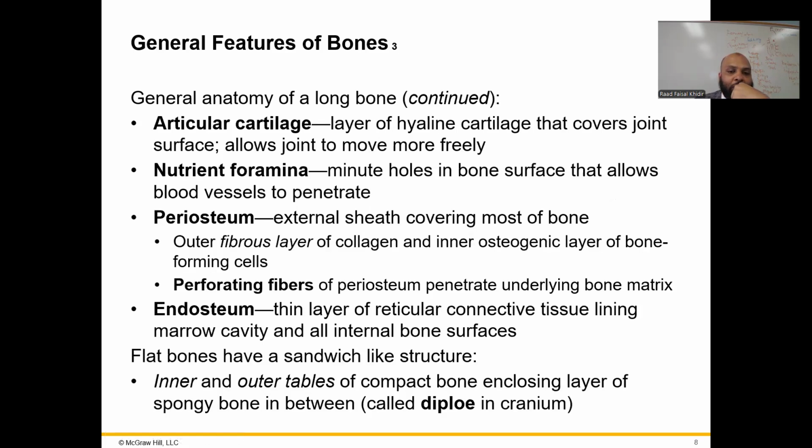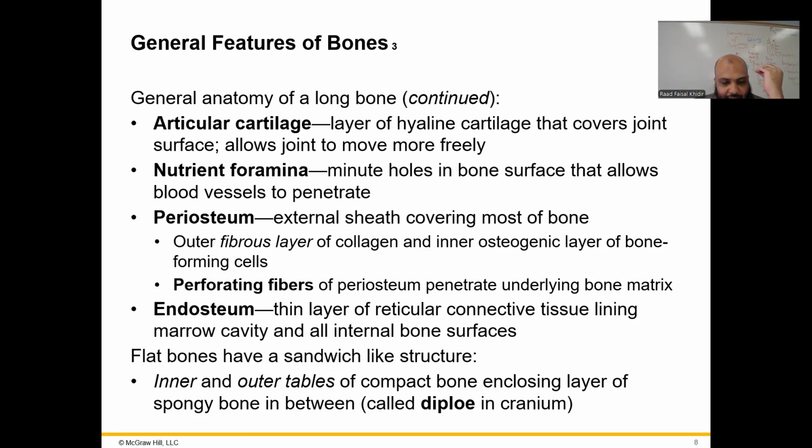The general anatomy of a long bone includes the articular cartilage, which is a layer of hyaline cartilage that covers the joint surface and allows the joint to move more freely. There are nutrient foramina, minute holes in the bone surface that allow the blood vessels to penetrate. We also have the periosteum, the external sheath covering most of the bone. It has an outer fibrous layer of collagen and an inner osteogenic layer of bone-forming cells. There are perforating fibers of the periosteum that penetrate the underlying bone matrix, and there's the endosteum.